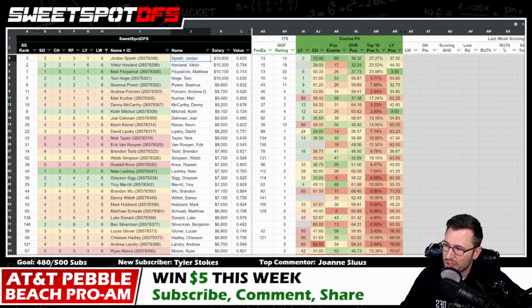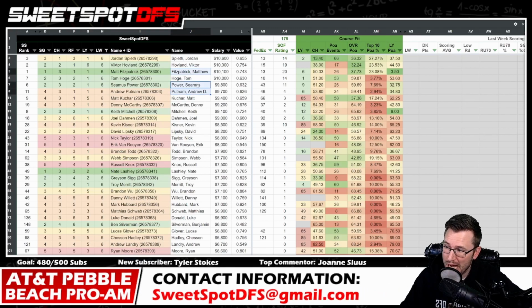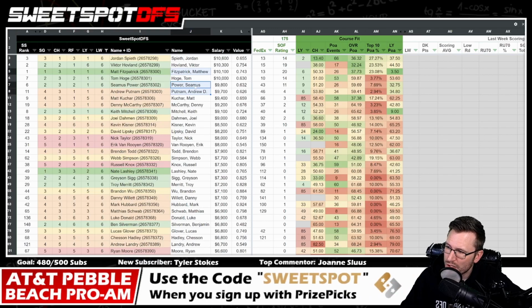So if you wanted to start with, I'm going to start with Fitzpatrick. That's what I'm thinking about. It's Fitzpatrick, and combining him with Andrew Putnam or Seamus Power seems pretty good in my opinion. I'm really liking Seamus Power this week, and or even Keith Mitchell. I don't mind that. Seems pretty decent. But let's say we go with one of these two guys. Let's just say Seamus Power. So I'm guessing Fitzpatrick Power lineups are going to be very popular. That's fine. I don't care because we can make up elsewhere.